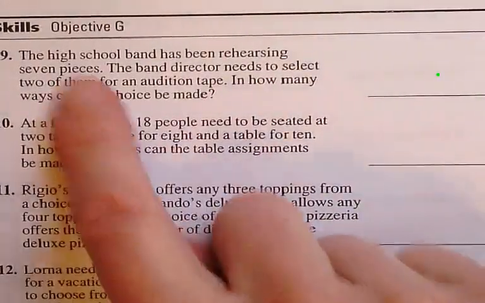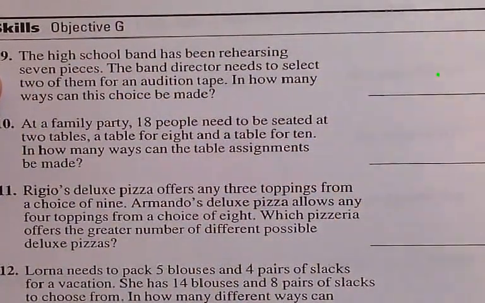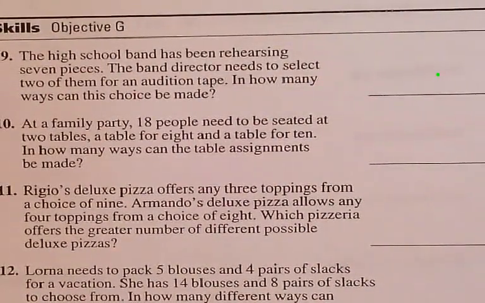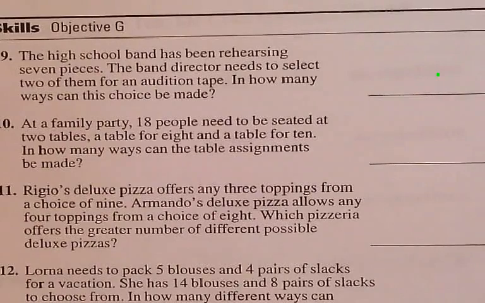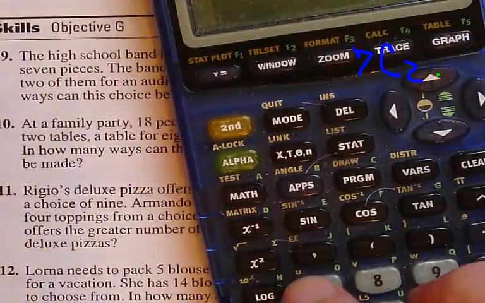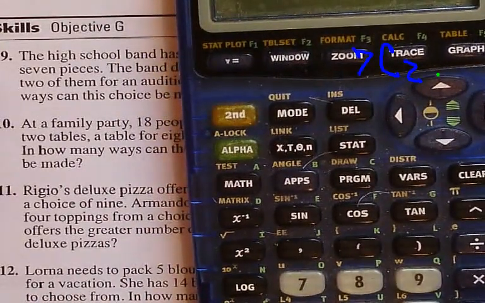Okay. How about this guy? The high school band has been rehearsing 7 pieces, and the band director needs to select 2 of them for an audition tape. So, what is he going to do? He's got 7. It doesn't matter what order he picks them in. He's got 7, and he wants to choose 2. So 7 choose 2. If you work it out on your calculator, go ahead. 7 choose 2, that's only 21.